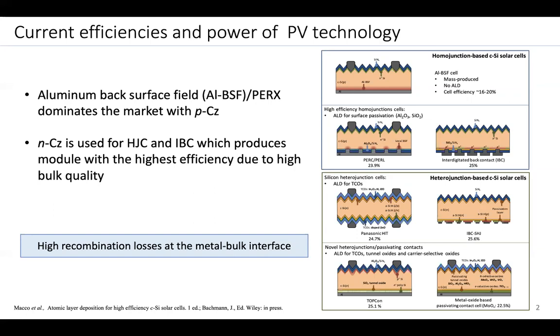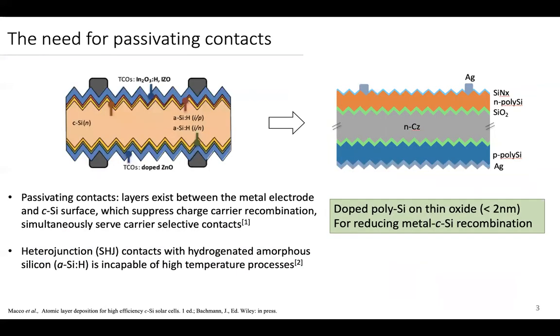So to suppress this, we need to introduce some kind of passivating layers. One of the two methods is to add intrinsic and doped amorphous silicon, and this cell is the heterojunction with intrinsic thin layer HIT cell, which reached an efficiency above 25%. But this cell cannot withstand a high temperature process, mainly due to the lack of compatibility with the high temperature screen printing step.